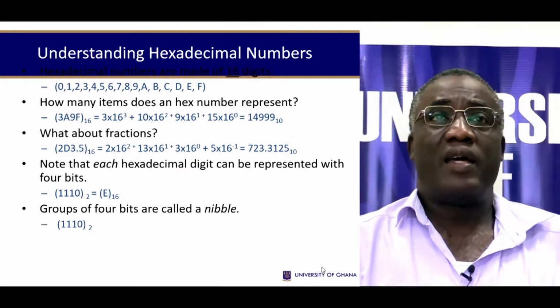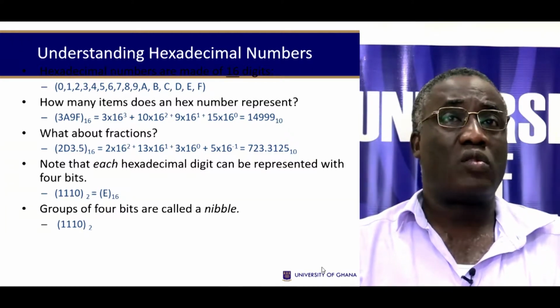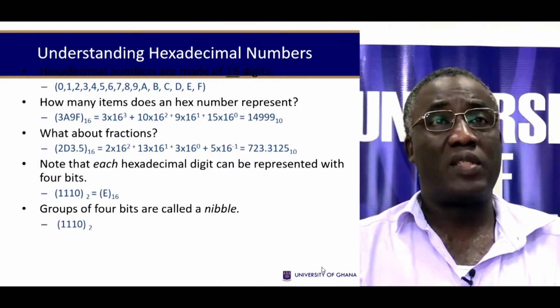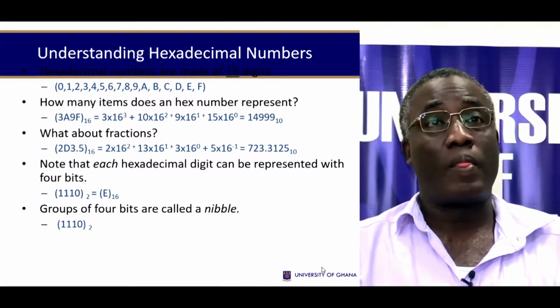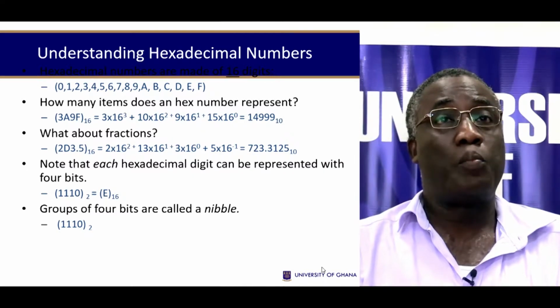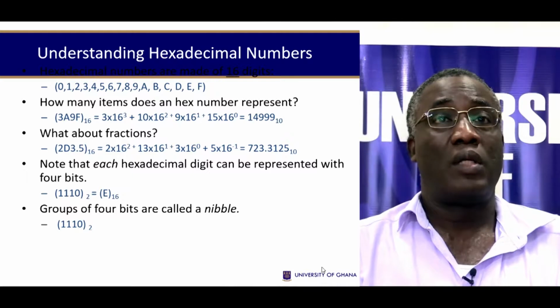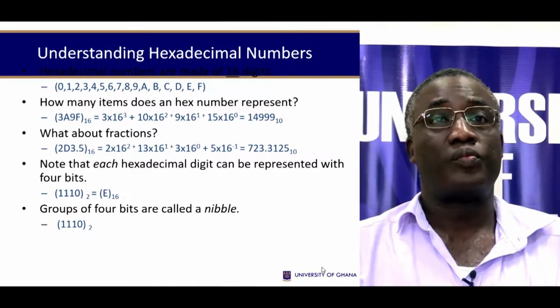How many items does a hexadecimal number represent? Again, the same way, this time it is 16 to the power of 0, 16 to the power of 1, 16 to the power of 2, 16 to the power of 3, and so on. And then you multiply by the appropriate number in that position. And fractions are done in the same way: 16 to the power of minus 1, 16 to the power of minus 2, and so on.